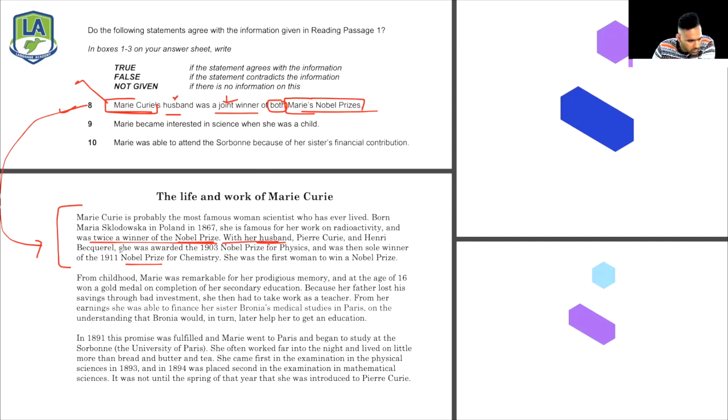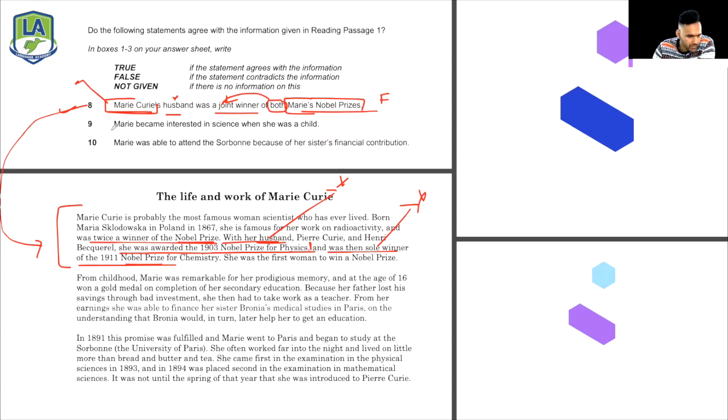Becquerel. She was awarded the 1903 Nobel Prize for Physics. So first Nobel Prize for Physics, she won it along with her husband and was then sole winner of 1911 Nobel Prize. Sole winner means only winner. So one Nobel Prize she has won along with her husband and the other one she has won by herself. But this says was the joint winner of both the Nobel Prizes, which is incorrect. So this will be deemed false.